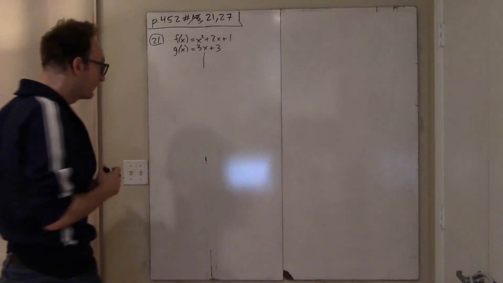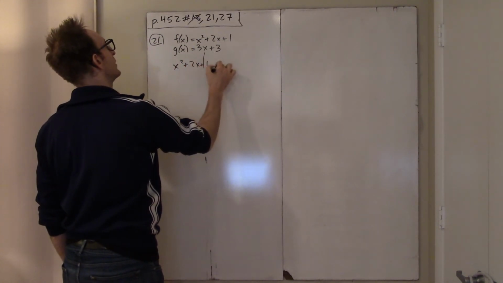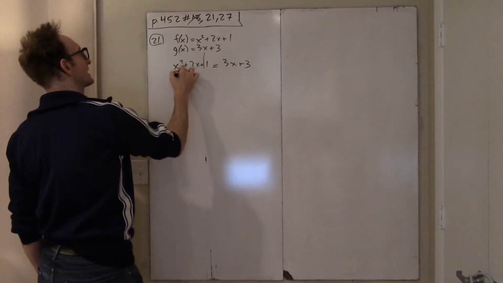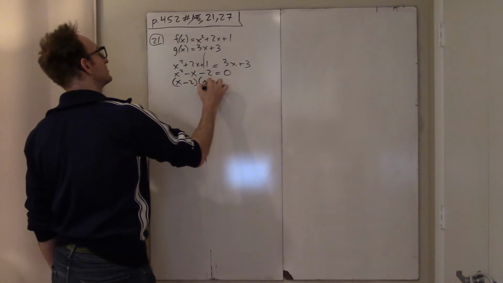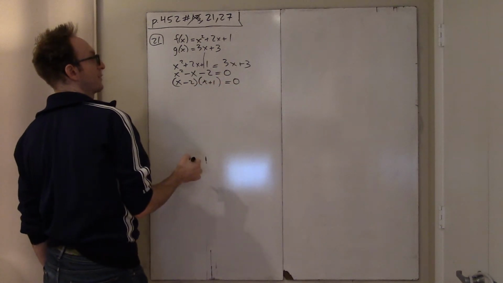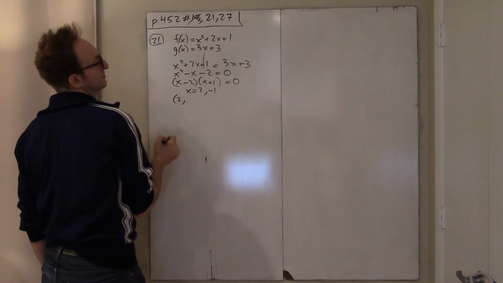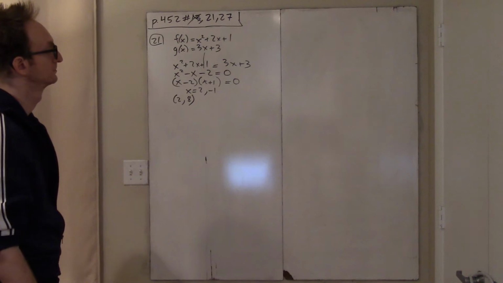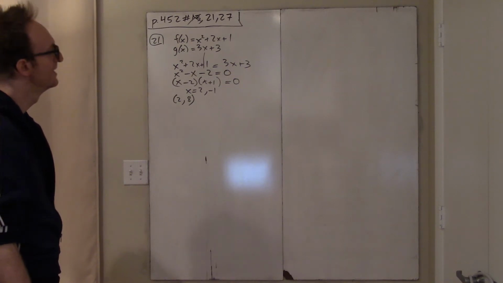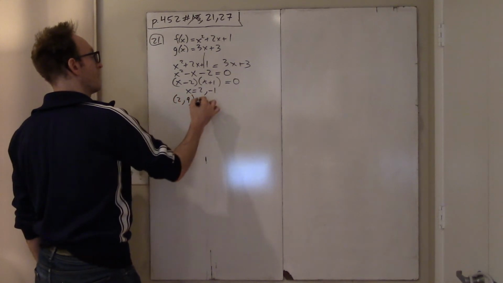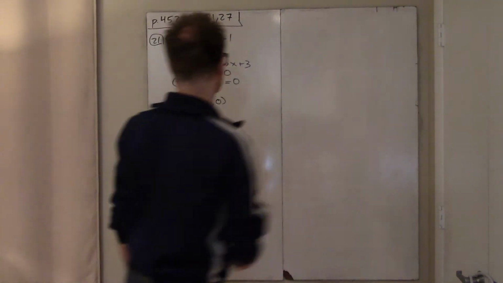To make a picture, maybe we set them equal to each other first to solve for the points of intersection, and then we'll know what kind of scale we need. So that becomes x squared minus x minus 2. So that's x minus 2 times x plus 1. So x equals 2 and negative 1. And when x is 2, y is 9. And when x is negative 1, y is 0.